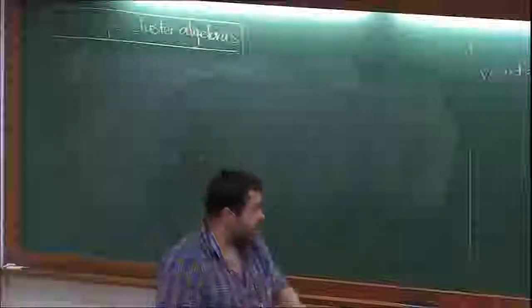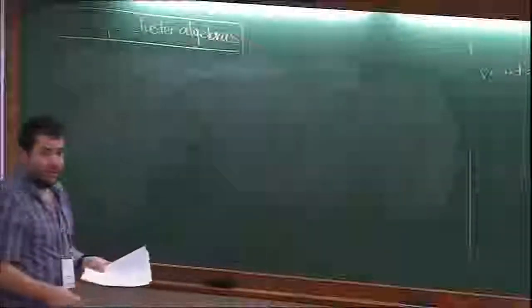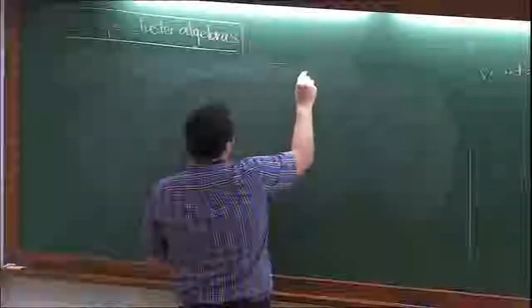So it sends this guy to the negative of it. And I'll write it like this. It's the reflection along the hyperplane perpendicular to alpha, and what it does to alpha is it sends it to this vector. So there's a formula for these reflections.